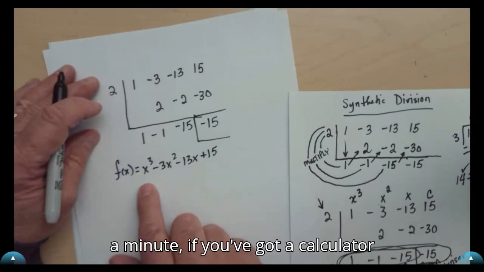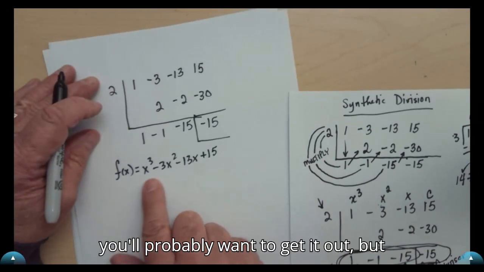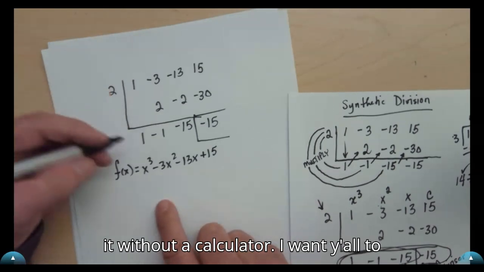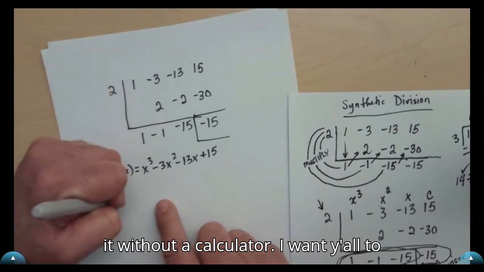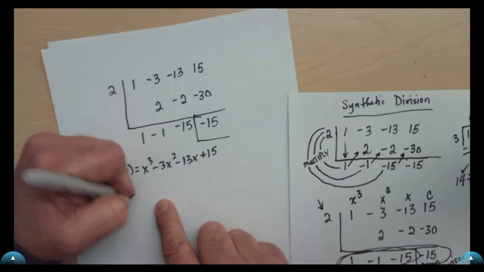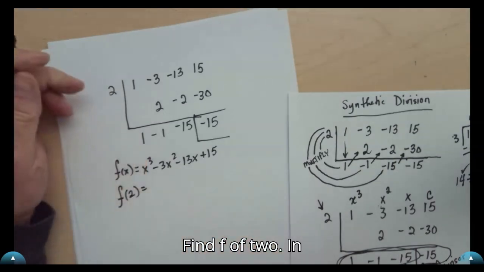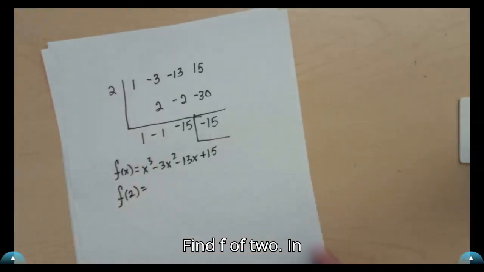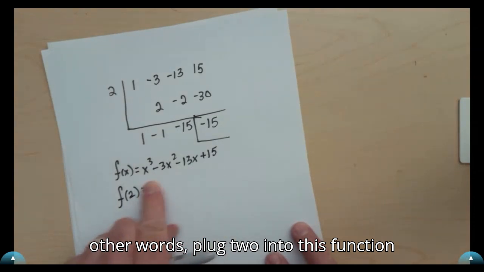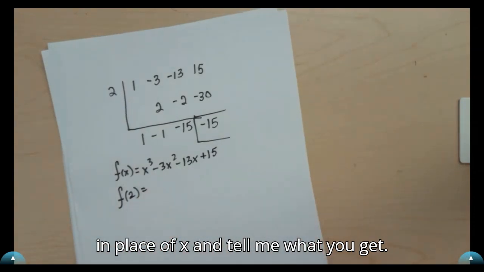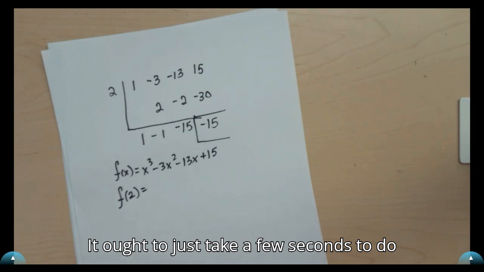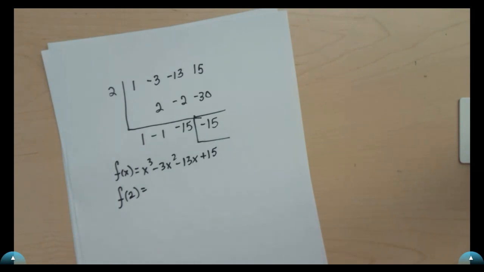I want y'all to take a minute. If you got a calculator, you'll probably want to get it out, but if you're good at arithmetic, you can do it without a calculator. I want y'all to find f of 2. In other words, plug 2 into this function in place of x and tell me what you get. It ought to just take a few seconds to do that with a calculator.